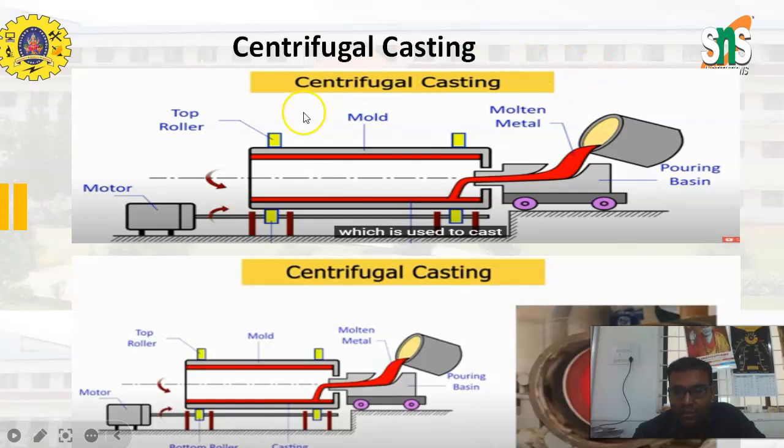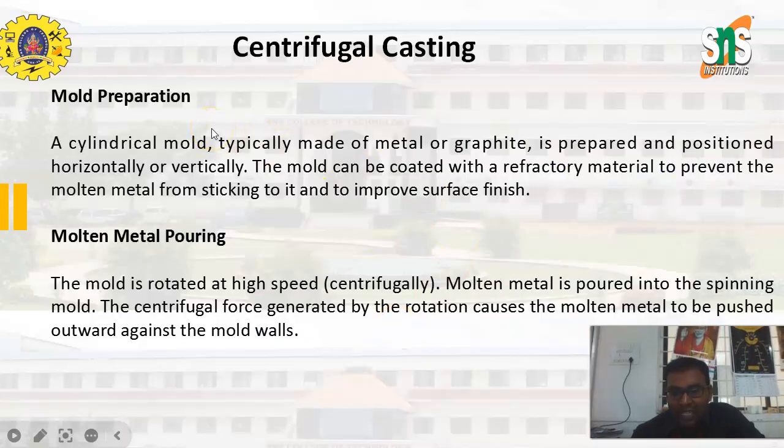This is a 2D image of a centrifugal casting. This is the mold. Here the molten metal gets poured into the spinning mold. The mold can be placed either in the horizontal direction or in the vertical direction, and with the help of the motor the mold gets spun, and due to the centrifugal force the molten metal gets distributed into the inner layer of the mold cavity. Here we will explain in detail.